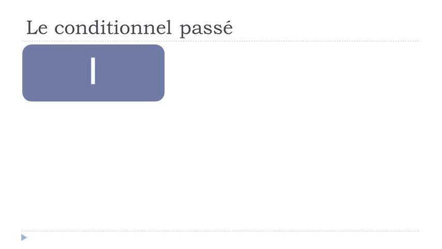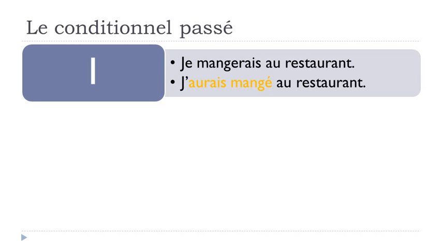All right? So, first example I wanted to put is je mangerai au restaurant. Okay? So this sentence, if you remember, we saw that in these units anyway, when we introduced this conditionnel présent form, okay? So the verb is manger, je mangerai au restaurant. And then, if you look at the conditionnel passé, it will go like j'aurais mangé au restaurant.